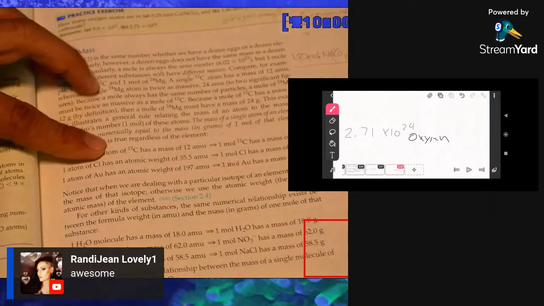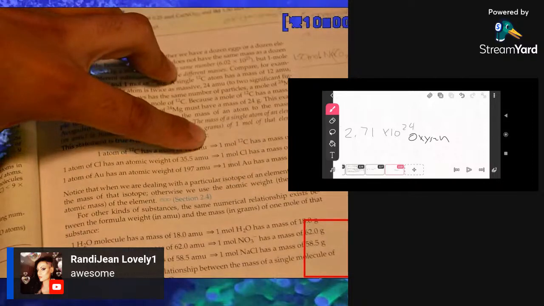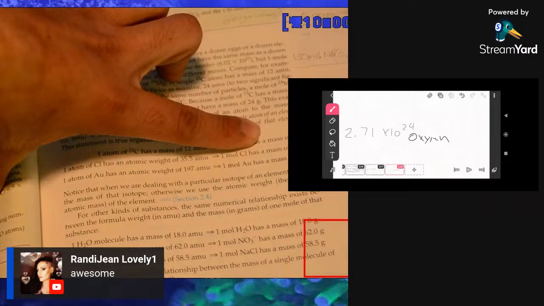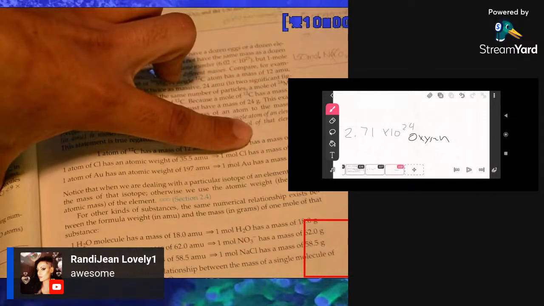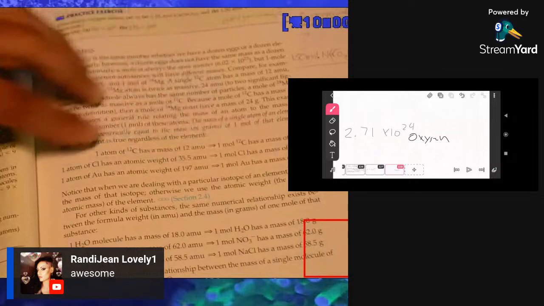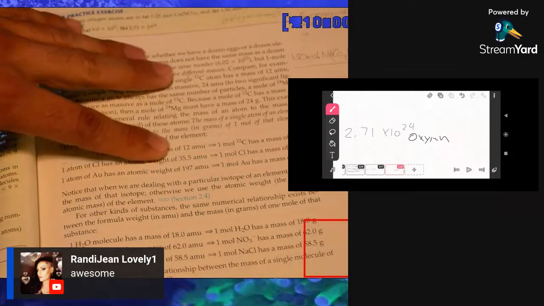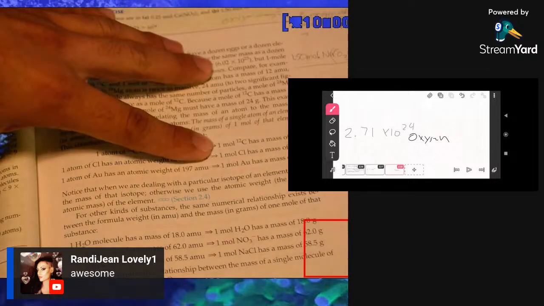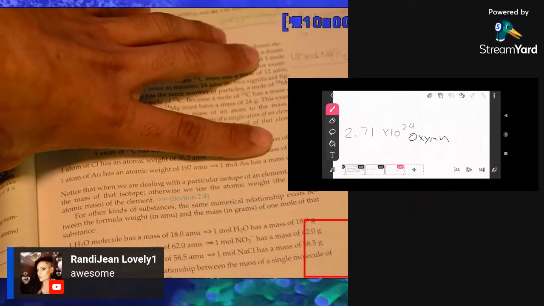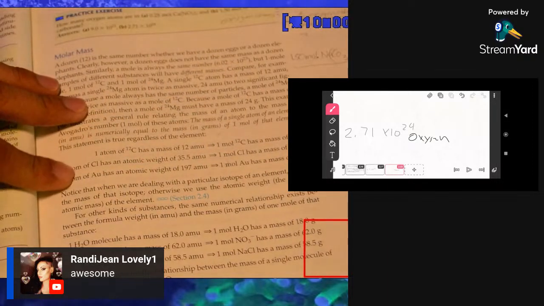One atom of chlorine has an atomic weight of 35.5 atomic mass units, and 1 mole of chlorine has a mass of 35.5 grams. One atom of Au, I think it's gold, has a weight of 197 atomic mass units, and 1 mole of Au has a mass of 197 grams. And I think Au is gold.